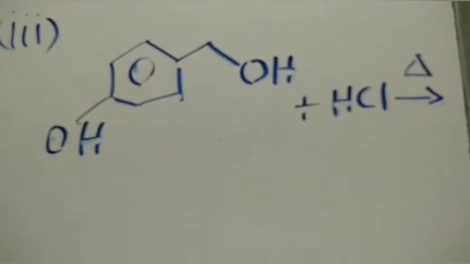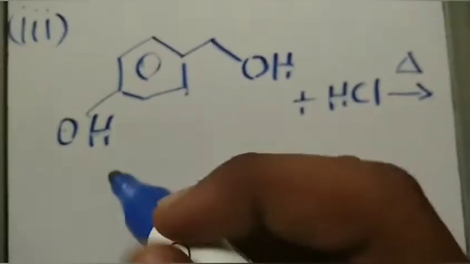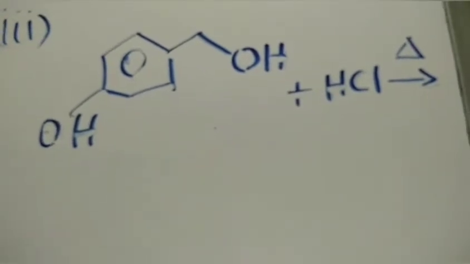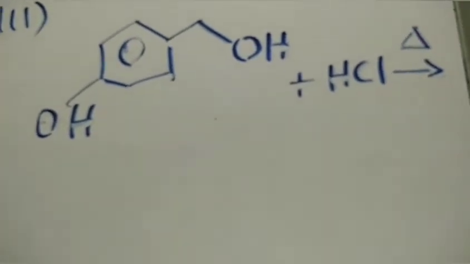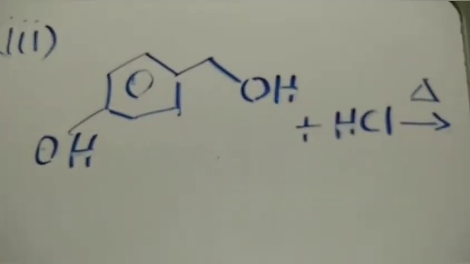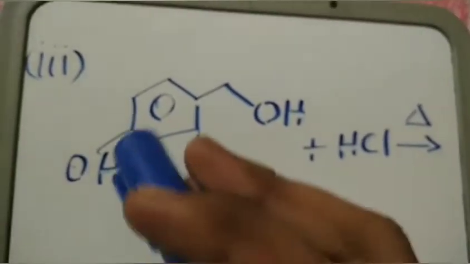If you have read the whole chapter, you should have studied SN2 reactions, SN1 reactions and all. So what is basically happening there? Substitution cannot happen at this position.